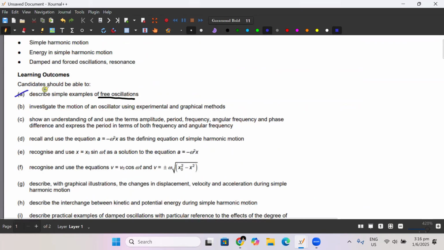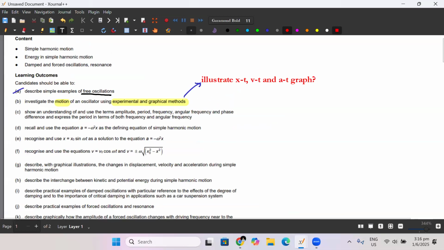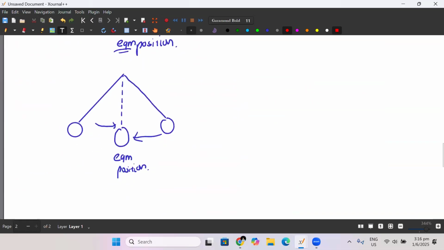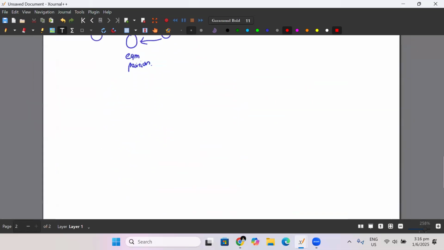The next part is actually the more hardcore stuff. Look at B. They want you to investigate the motion of an oscillator using experimental and graphical methods. The TLDR for this is basically: can you illustrate an x-t, v-t, and a-t graph? If you can, then it's quite easy and quite intuitive. Let me give you a simple example. So let's do learning objective B.